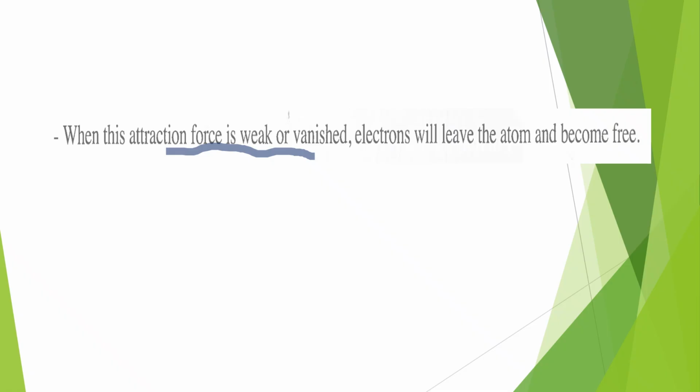When the attraction force is weak or vanished, when I say vanished, I mean it disappears completely, electrons will leave the atom and become free. For sure, this attraction force is between the electron in the last level, in the outermost energy level, and the nucleus. It makes the electrons in the last level become more free so they can flow easily through the conductor.